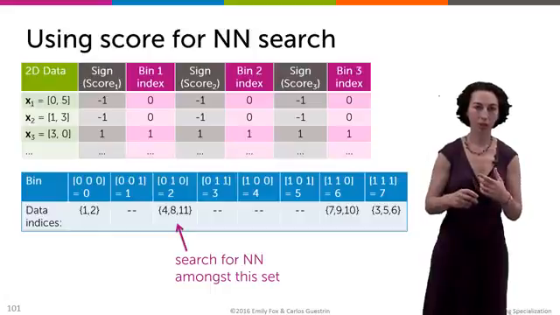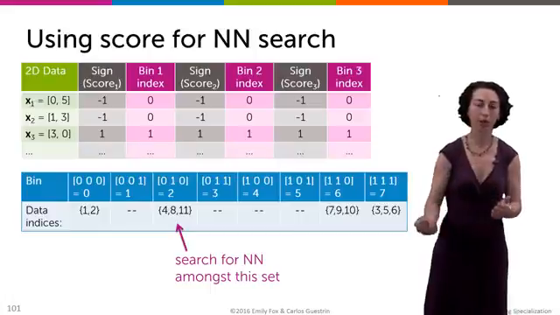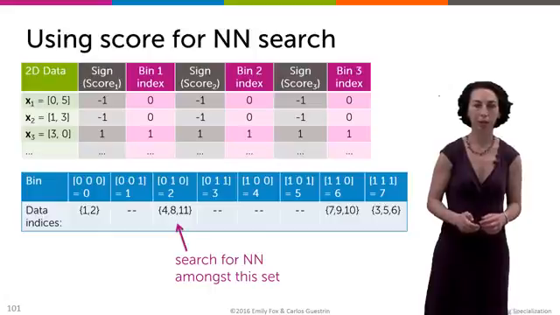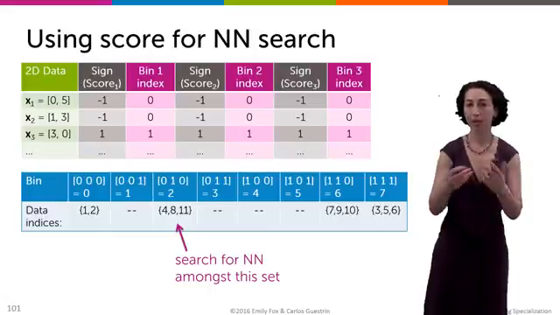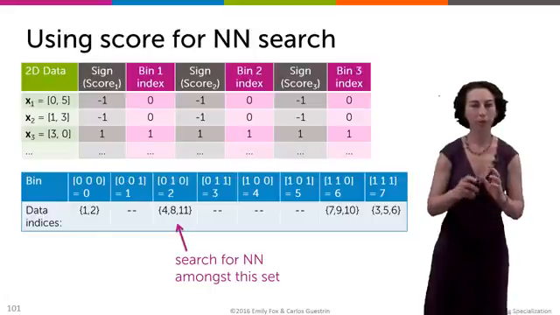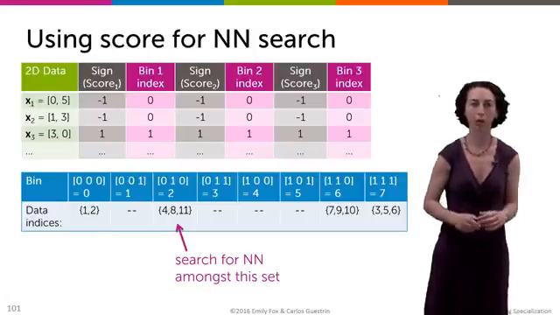And just as before, for each one of these key values, we're simply going to list all the data points that have that specific binary vector, so that specific set of scores under the lines that we threw down. So it's a very natural generalization of the approach we talked about where we just threw down one line.